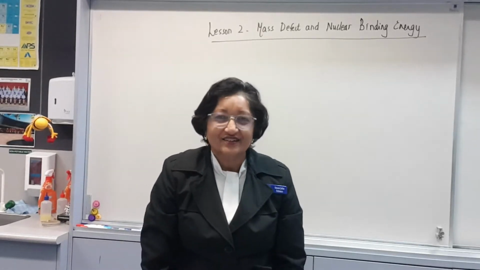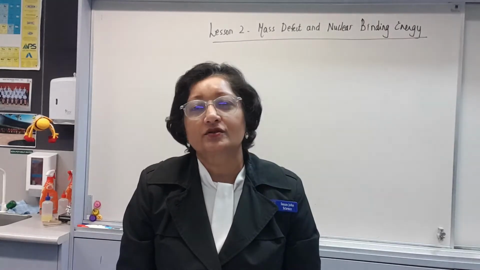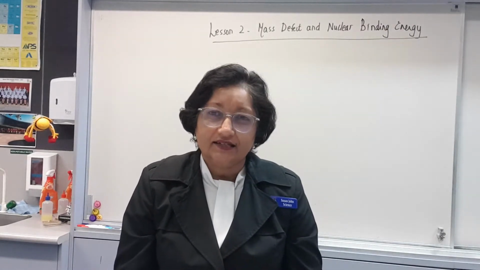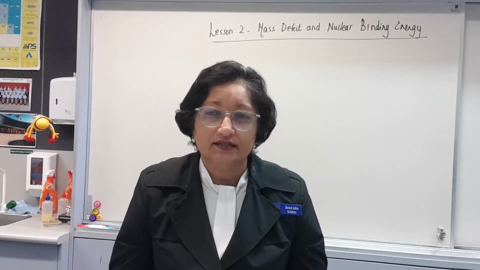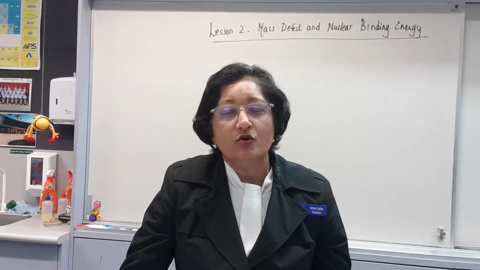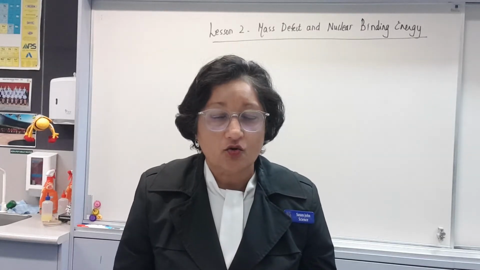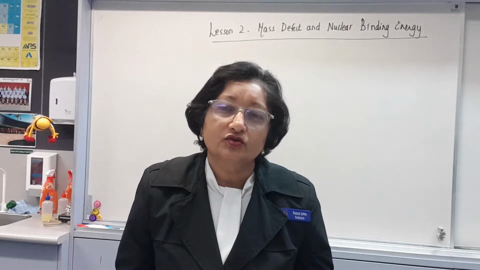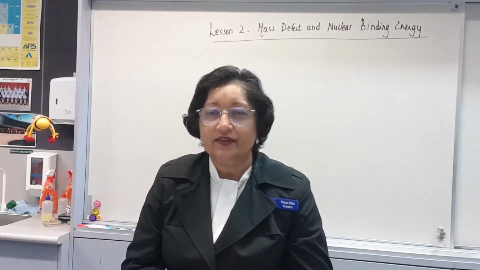Hi everybody. So today's lesson is about mass defect and nuclear binding energy. In the last lesson we learned about nuclear stability and we looked at what the forces are that act within the nucleus of any atom. There are two opposing forces: the strong nuclear force that holds the neutrons and the protons together in the nucleus, but there's also the electrostatic force of repulsion. Okay, so we know that.